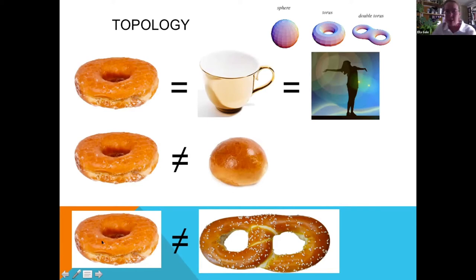But what's less obvious perhaps is that a donut is the same type of thing as a teacup. Now to understand this, imagine if you made a donut out of Play-Doh and then set yourself the task that without adding more holes or breaking it, can you reshape that donut into a teacup shape? And I think you'll find you can. And this is the sort of question that topology deals with.